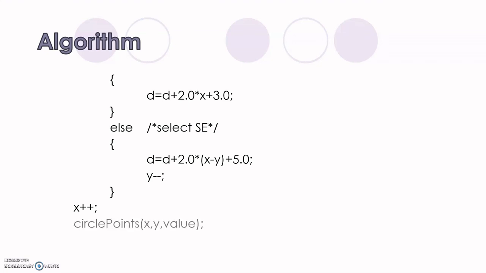Then I am writing the intensified pixel to the function circle points. I am closing the while loop and also the midpoint circle function. So this is how the midpoint circle algorithm works. Now I'll move on to a problem based on midpoint circle.